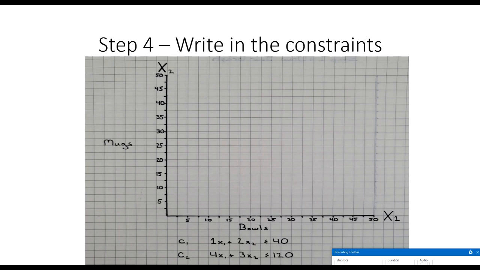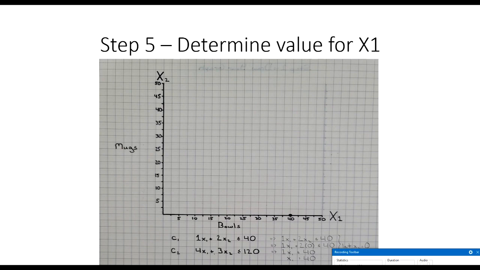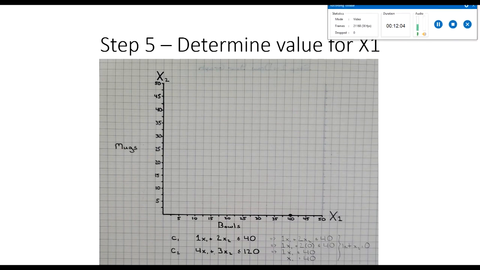Okay, so we've written in the constraints. Now we have to move to the next step. And again, these are all steps that we've seen before. But it is nice to review to make sure everybody's following along together. So next, step 5, we want to determine our value for x1. And that I've done down here.